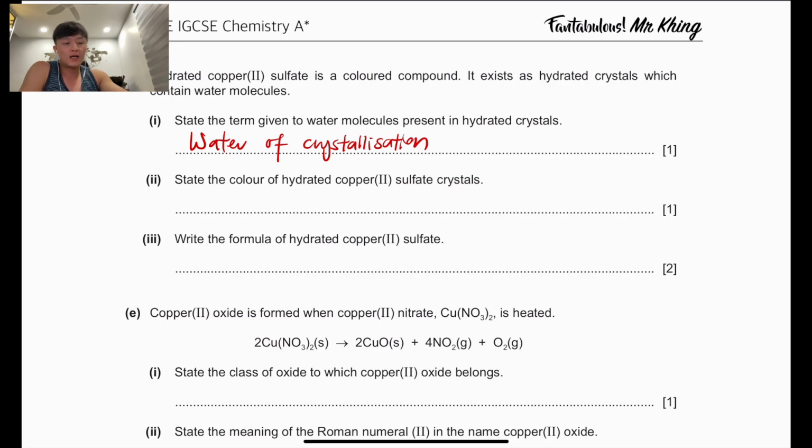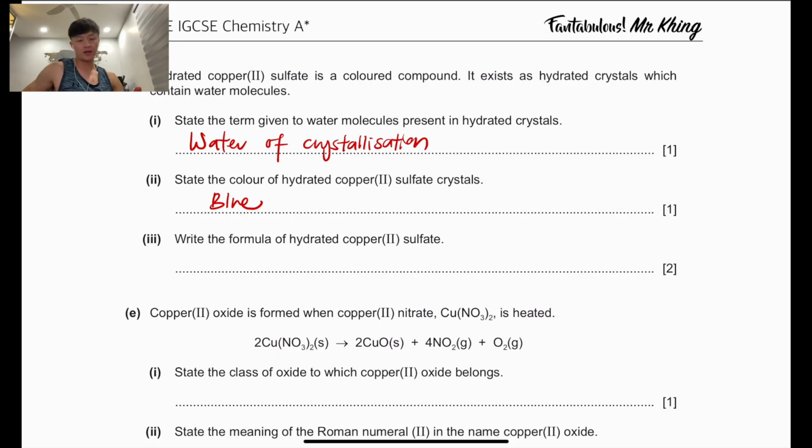Okay, and what is the color of hydrated copper 2 sulfate? Yeah, it is blue in color. Remember, copper 2 sulfate in the presence of water is always blue in color. And this is also the substance that can be used to test for the presence of what? Water, isn't it? Anhydrous copper 2 sulfate is white in color. In the presence of water it becomes hydrated. From white, it turns blue in color.